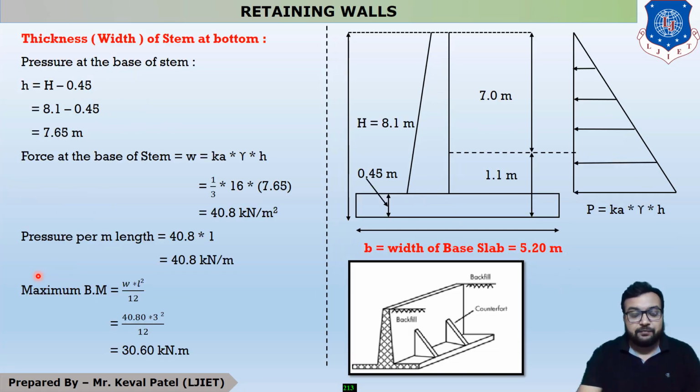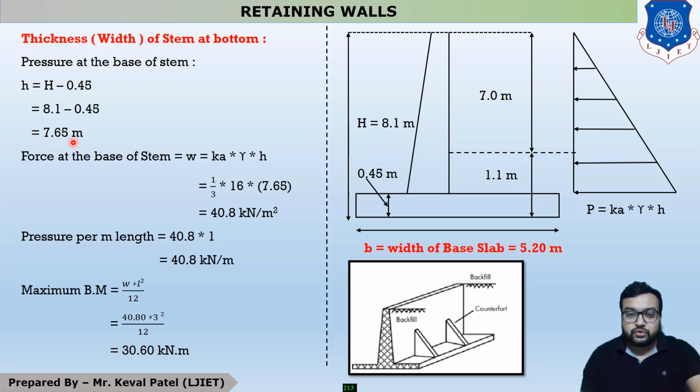Okay. After that, we have to find out the thickness of stem at bottom. So this is the thickness of stem at bottom. So what is the height of stem portion? The height of stem portion is total H minus 0.45. So it is 7.65 meter.